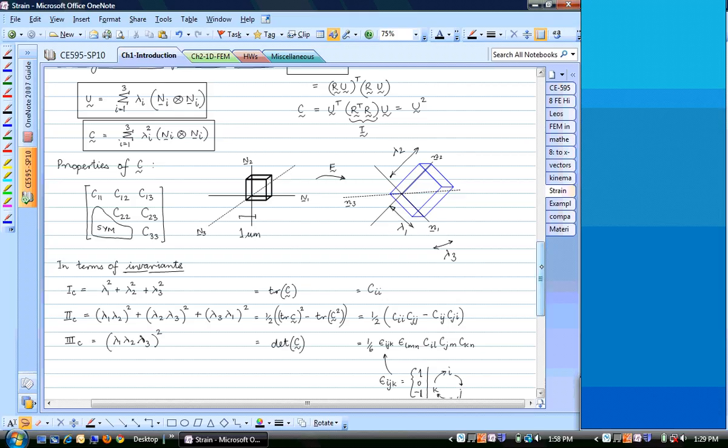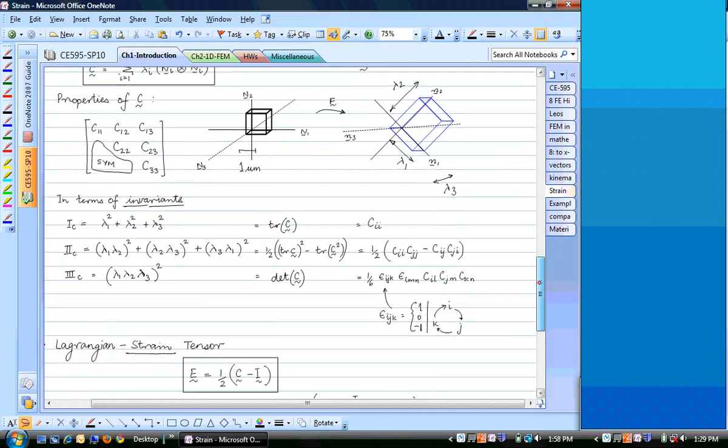So that's the physical significance of the components of C. What does F do? It takes some vectors, stretches them in some direction, and rotates them. What does C do? C takes some infinitesimal vectors and just measures the stretches along the diagonal, the area changes, and the volume changes. Okay. So using all this information, you can define a measure of strain.